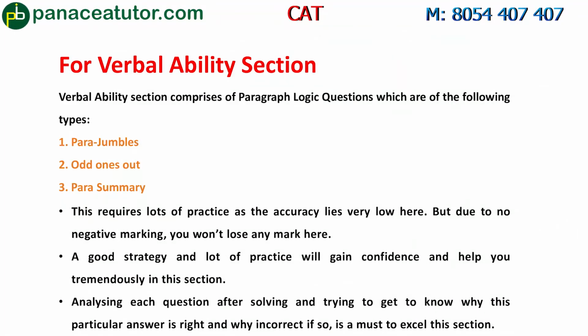The verbal ability section comprises paragraph logic questions which are of the following types: parajumble, odd one out, and parasummary. These require a lot of practice as accuracy is very low here, but due to no negative marking, you won't lose any marks here. A good strategy and a lot of practice will gain you confidence and help you tremendously in this section. Analyzing each question after solving, and trying to get to know why this particular answer is right and why the others are incorrect, is a must to excel in this section.